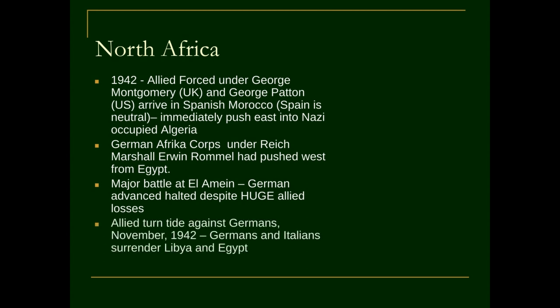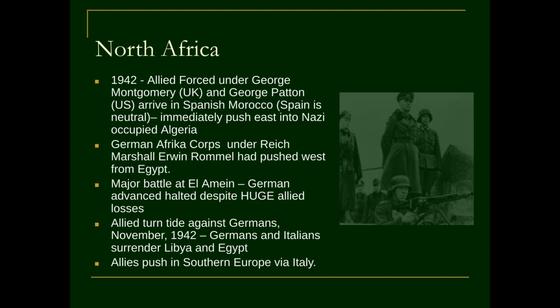So the Allies are going to turn the tide against the Germans. In November 1942, Germans and Italians surrendered in Libya and Egypt. So pretty much they've driven the Germans and the Italians out of North Africa. Now the Allies began to push into southern Europe via Italy, and they're going to move into Sicily and then on to the peninsula of Italy.